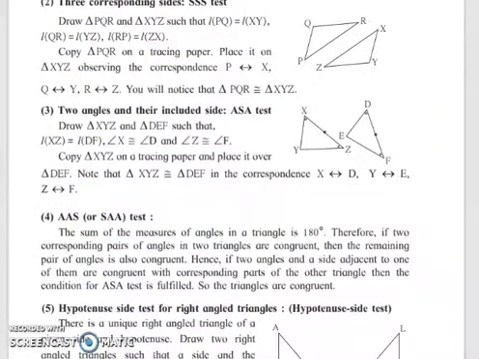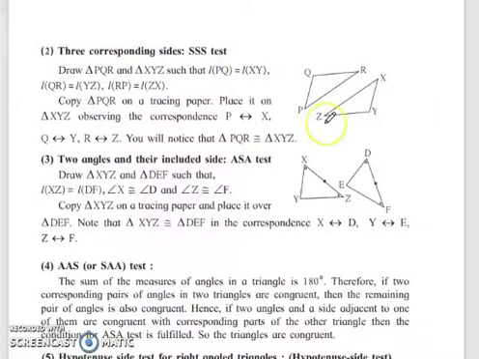Now another test, that is the side test. We need three parts to be congruent for one triangle to another triangle. So SSS means all the three sides are congruent and no angle is included here. So draw triangle PQR and triangle XYZ. This is triangle PQR and this is triangle XYZ.